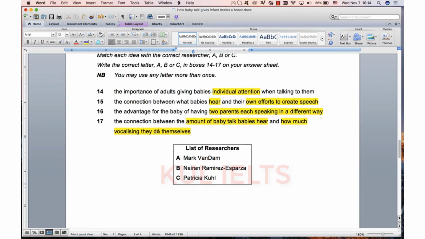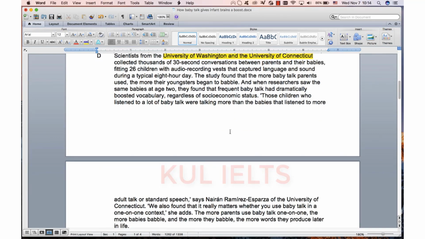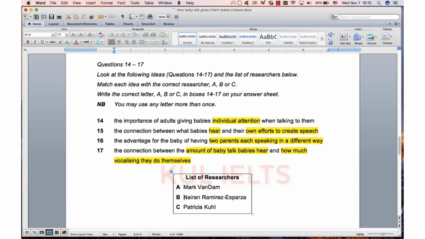Another one, how much they hear and how much vocalizing they do themselves. Those who had heard a lot of baby talk had a much larger vocabulary. Just a paraphrase exactly of that. That's paragraph D, and paragraph D was this guy over here, or this woman. So I would think that 17 is B. If you can do that, that's great. But let's do it the normal way and go and find these and see if we can match a few things up.